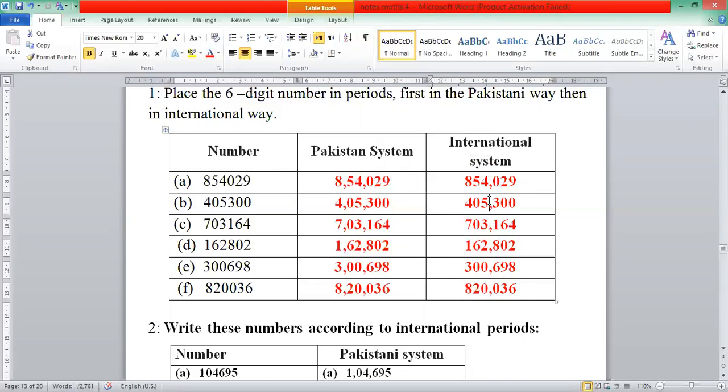820,000, 405,300, 703,164, 162,802, 300,689, and the last one is 820,036.